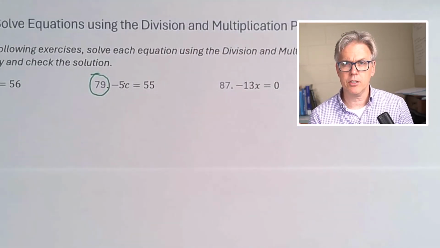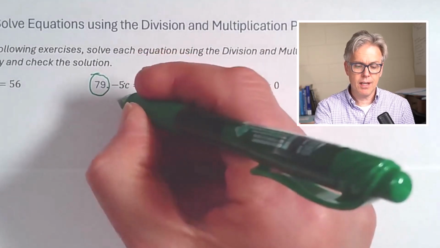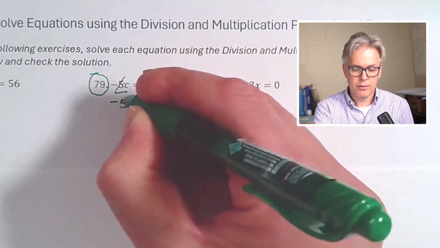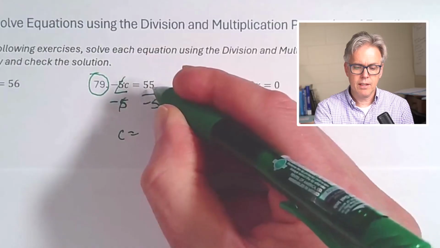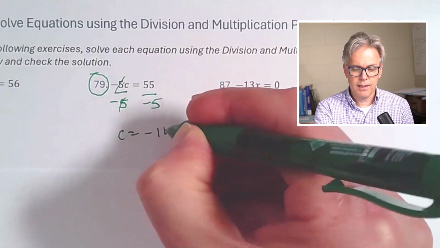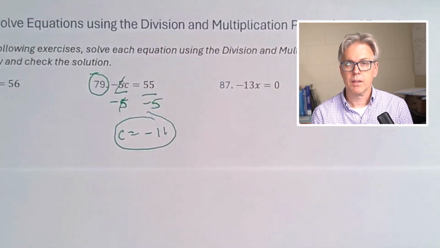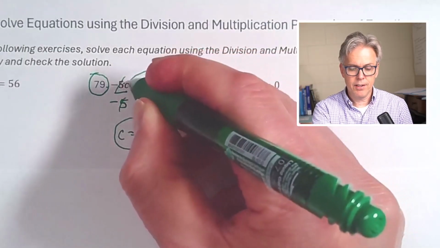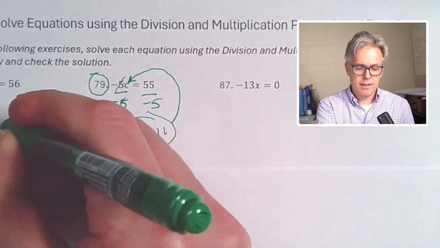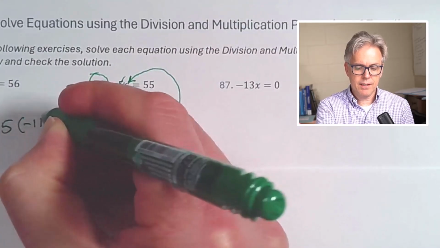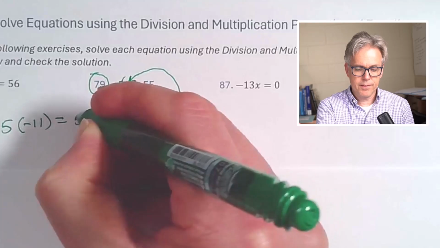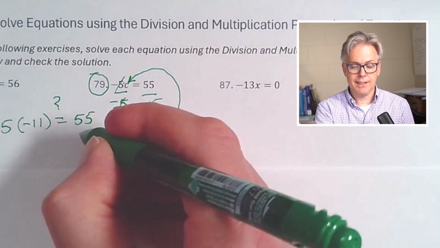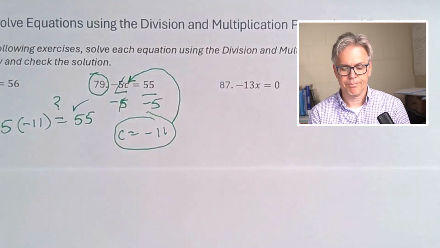So what's the opposite of multiplication? Good, divide. I'm going to divide both sides by negative 5. Those cancel on this side, and I'll get c equals 55 over negative 5, which is negative 11. And again, when these are pretty easy like this, go ahead and check it. So take that negative 11 and plug it in for c. If I have negative 5 times negative 11, do I get a positive 55? I do. Negative 5 times negative 11 is 55, so that checks out.